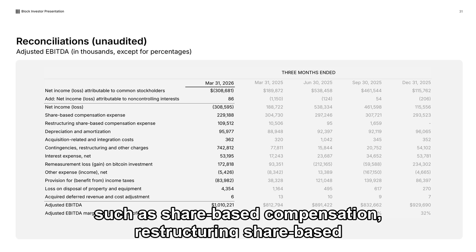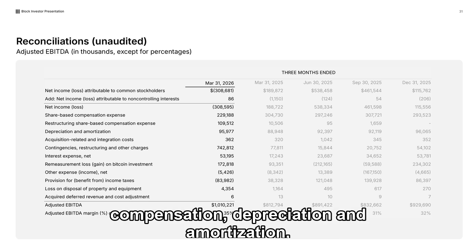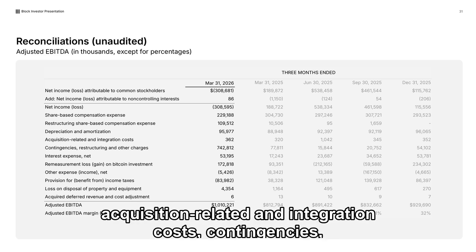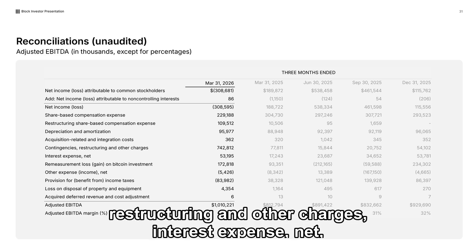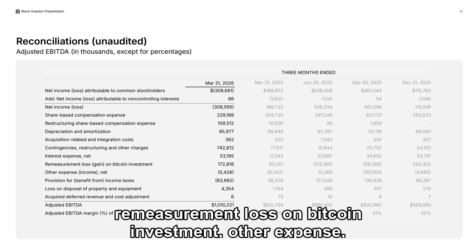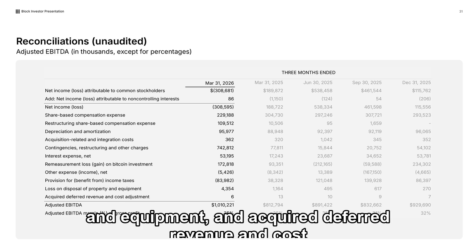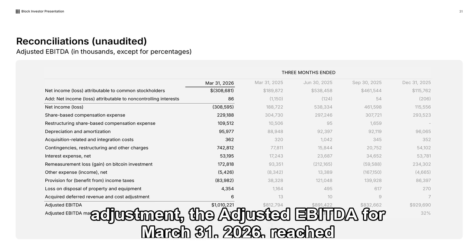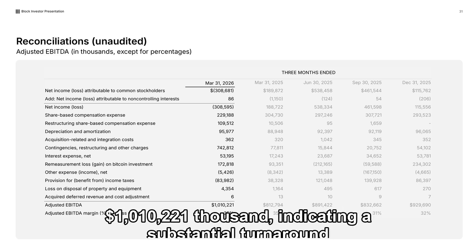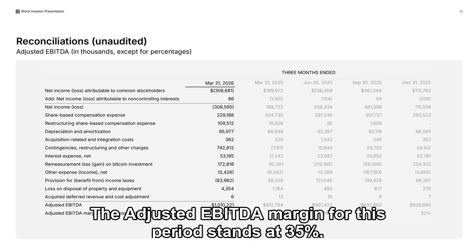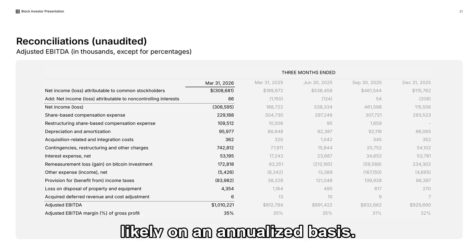restructuring share-based compensation, depreciation and amortization, acquisition-related and integration costs, contingencies, restructuring and other charges, interest expense, net, remeasurement loss on Bitcoin investment, other expense, provision for income taxes, loss on disposal of property and equipment, and acquired deferred revenue and cost adjustment, the adjusted EBITDA for March 31, 2026, reached $1,010,221,000, indicating a substantial turnaround into profitability. The adjusted EBITDA margin for this period stands at 35%, likely on an annualized basis.